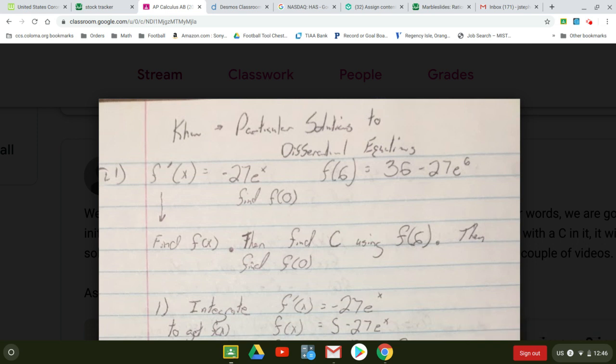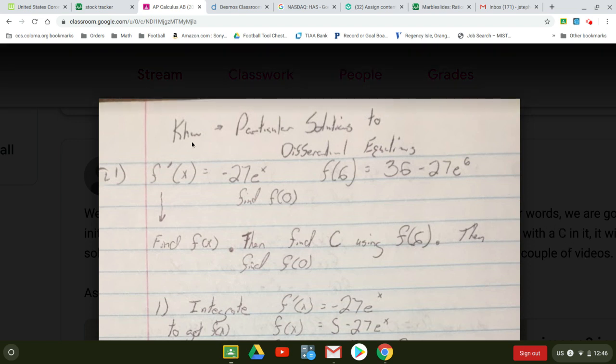Just gonna kind of talk through a couple of the examples that I gave you guys on my work. These are the first four questions that came up for me when I did the assignment that you guys have on Khan Academy. So we're finding particular solutions to differential equations, and here's what you get every time. You're going to get a derivative.